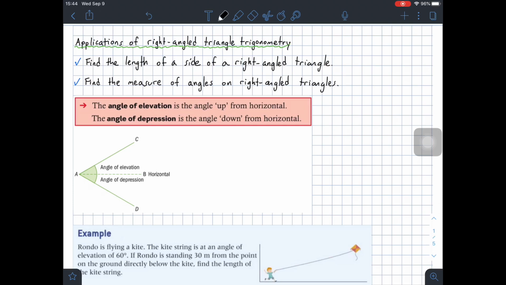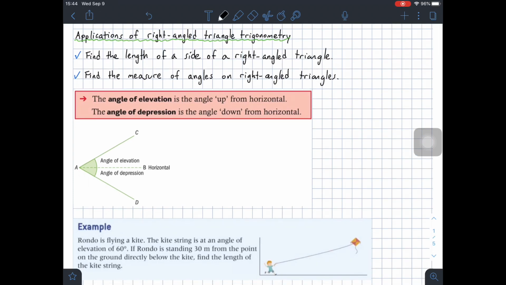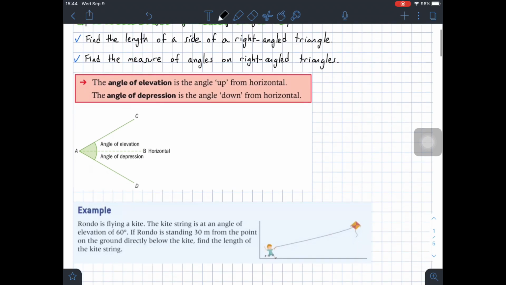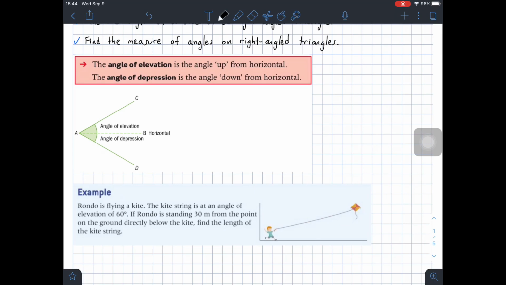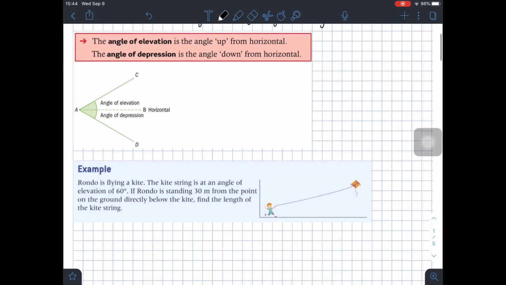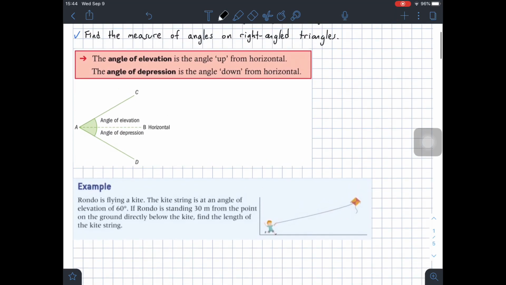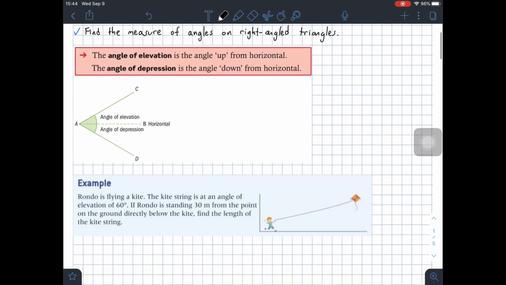Number 1, find the length of a side of a right angle triangle, and find the measure of angles on right angle triangle. Basically the same thing we have been covering in the last class, but now we're going to apply these concepts to real life scenarios. And we're also going to discuss 2 different concepts which involve angles, okay?